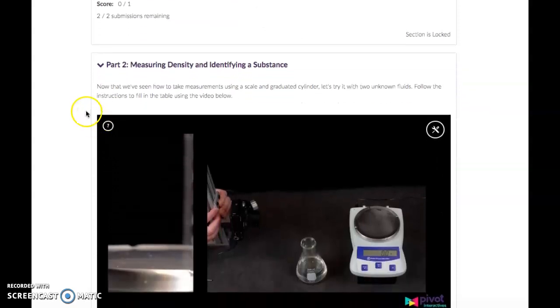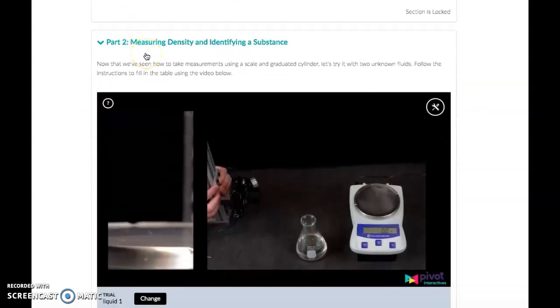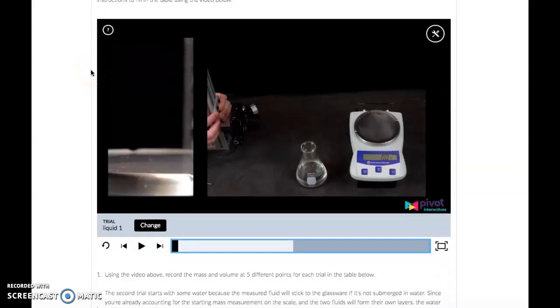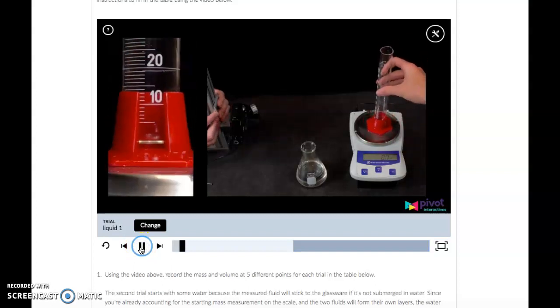But as we come down here, here's where I want to show you part two, measuring density and identifying a substance. There's a video here. You can, like the last lab, play the video. And as this video plays, one thing to notice, they did not zero out the balance. The balance is not zero. You will want to record the mass of the graduated cylinder.